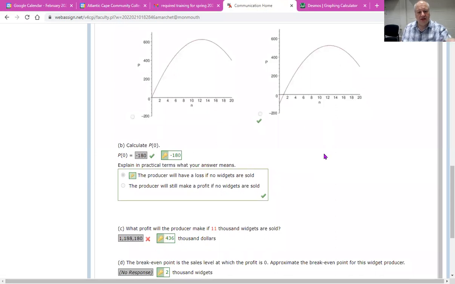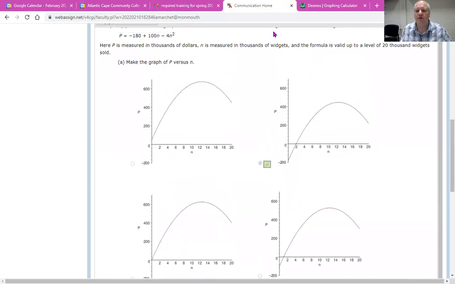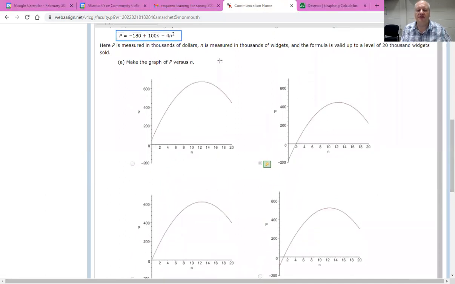Calculate P of 0. The student got this one correct. All you have to do is just go back to this formula right here and put the 0 in. What happens is all of these things wind up knocking out. If this n is 0, then this is gone and this is gone. You just have -180 left. Okay, so that wasn't too hard.